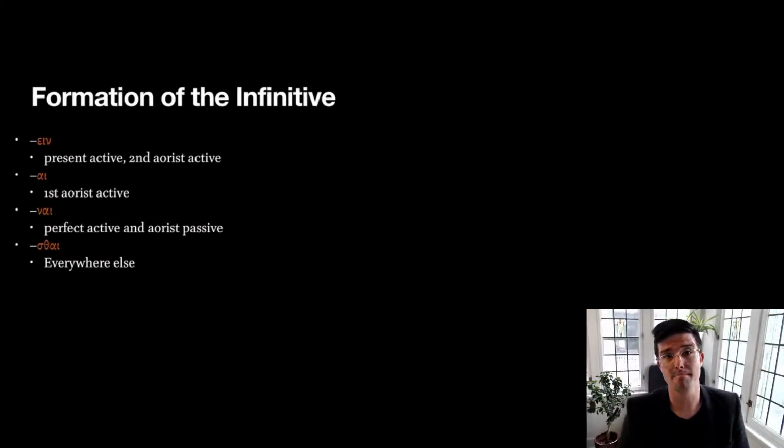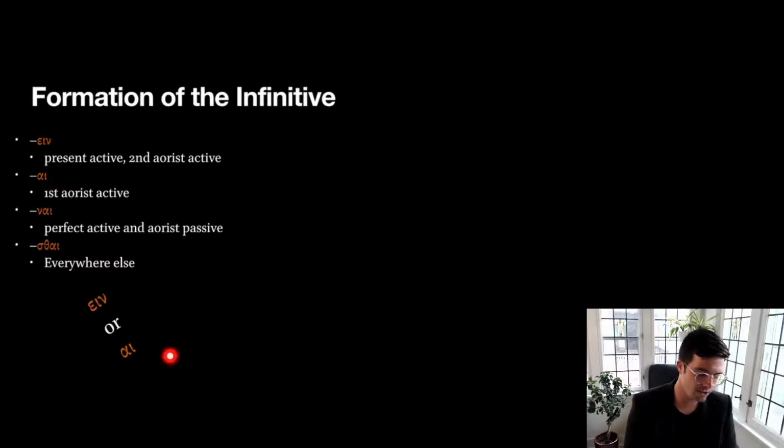Moving on to our formation of the infinitive. We have four basic forms or four basic endings of the infinitive that you should be able to recognize: -ειν, -αι, -ναι, and -σθαι. And here I give you where these different endings are used. A handy hint here is that if you recognize that all of these end with either -ειν or -αι, and there's going to be one exception to this that we'll see later on in the video, but if you can remember that these two are the endings for the infinitives, that's going to go a long way for helping you recognize an infinitive when you go to translate them in a Greek sentence.